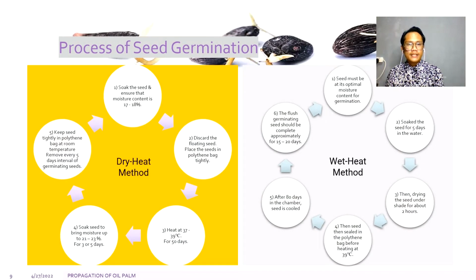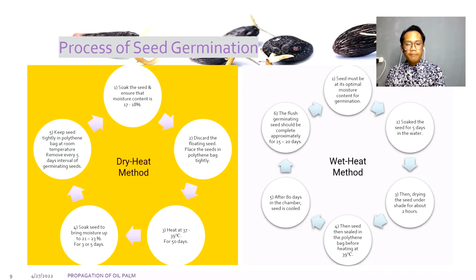The process of seed germination propagation by the dry heat method and the wet heat method is slightly the same, but the difference is that in the dry heat method, the last stage keeps the seed tightly in a polythene bag at room temperature, removing the germinating seeds every 5 days. In the wet heat method, the initial stage is where the seed must be at its optimal moisture content for germination: 21 to 22% for Dura and 26 to 28% for Tenera.